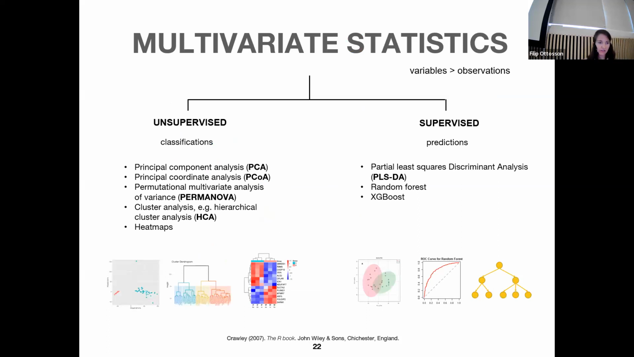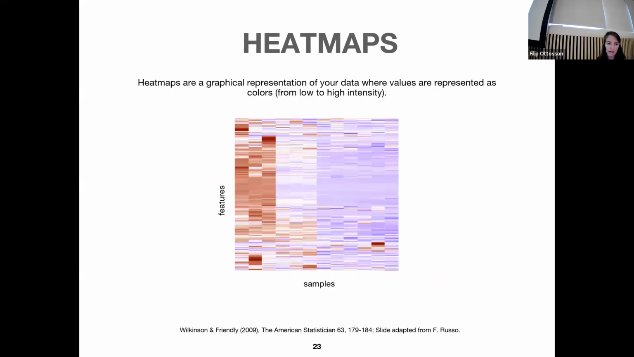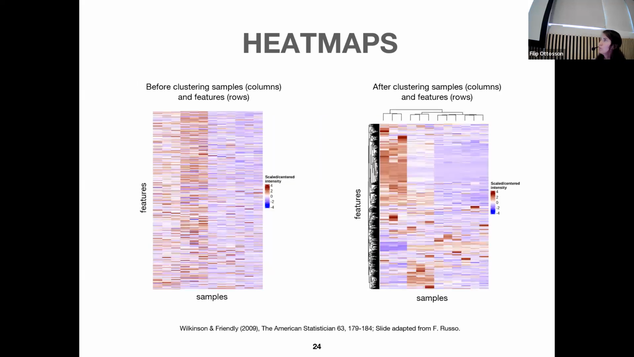And I think with that, we can move on to the cluster analysis. We will also do some heat maps and cluster analysis. Here, just very briefly, a heat map is basically, you can imagine it as a graphical representation of your feature table, where values that are high can, for example, be colored in red, and values that are low are colored in blue.